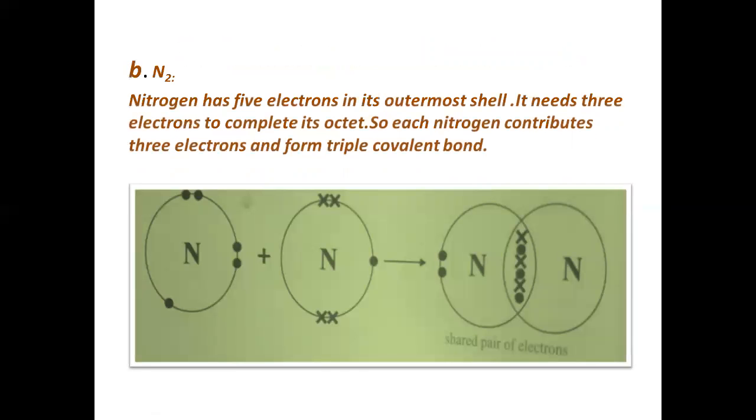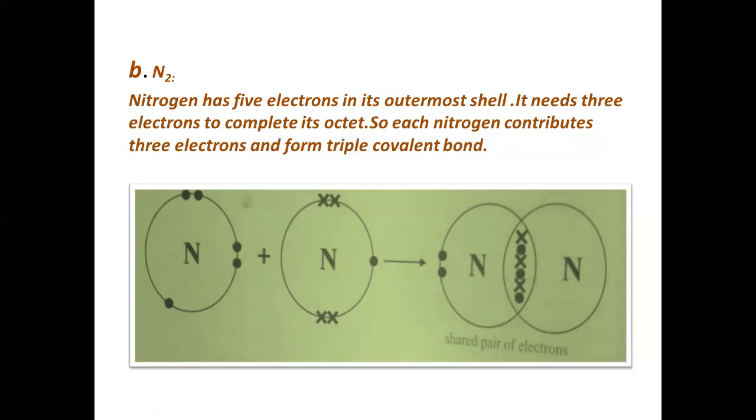Nitrogen molecule. Nitrogen has 5 electrons in its outermost shell, and it needs 3 electrons to complete its octet. So each nitrogen contributes 3 electrons and forms a triple covalent bond. You can see here that each nitrogen is sharing 3 electron pairs, and in turn, due to the presence of these electron pairs, they will form the triple covalent bond.